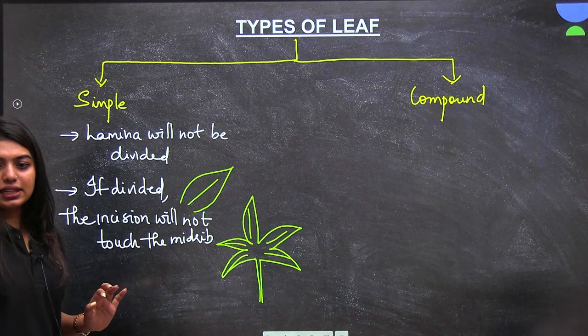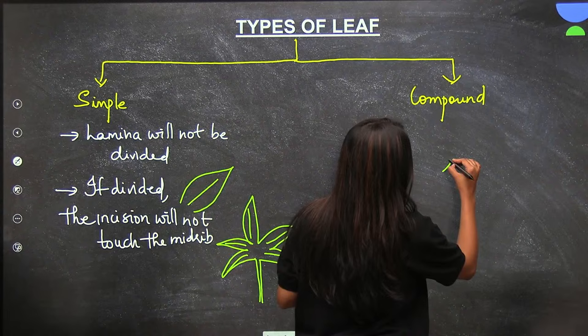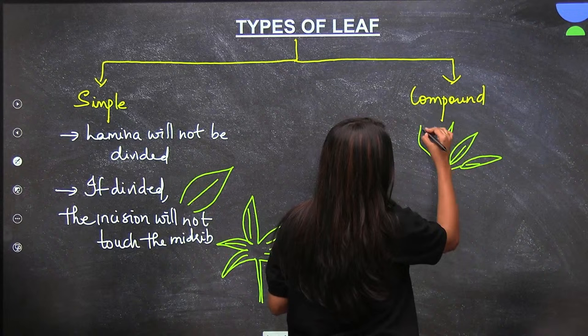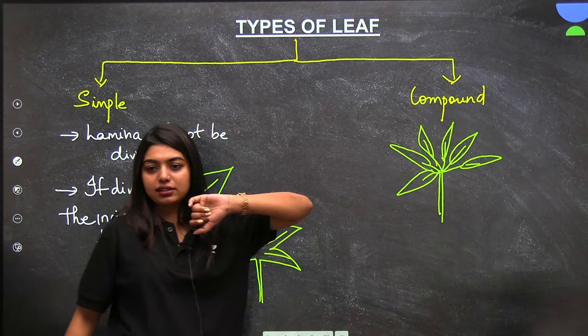See, Nandini, palmately arranged, what is happening? Each of it, you can see proper leaflets. Your palmately arranged will be like this. If you see properly, this is how your palmately arranged will be. That means they have touched the midrib and each of them is a leaflet. This is not like that.